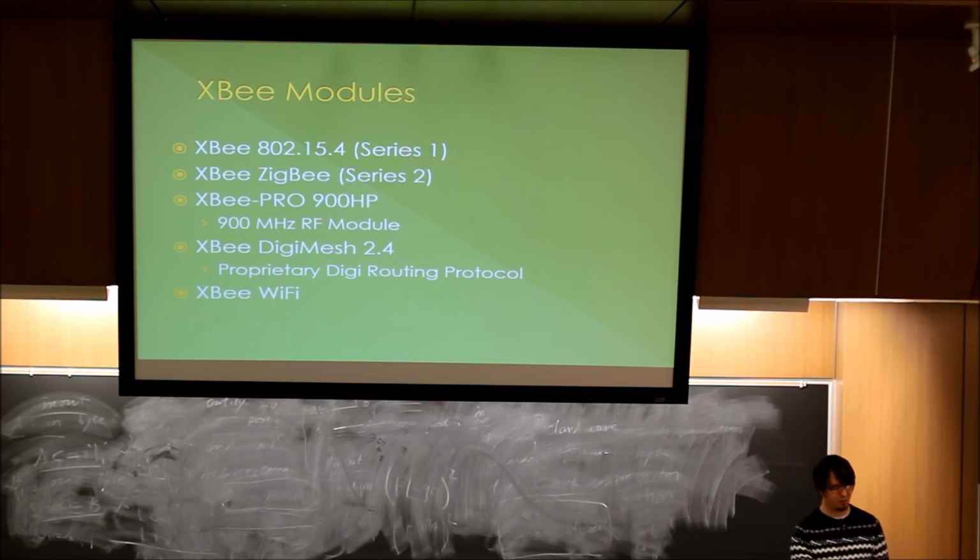XBee also has some lower frequency modules, so they have a 900 megahertz version. And there's also an 800 megahertz version for European countries. And they also have a module called DigiMesh, which is running their own proprietary routing protocol on a 2.4 gigahertz band. And then they've most recently released a Wi-Fi module, and we'll probably be using those later in some different labs.